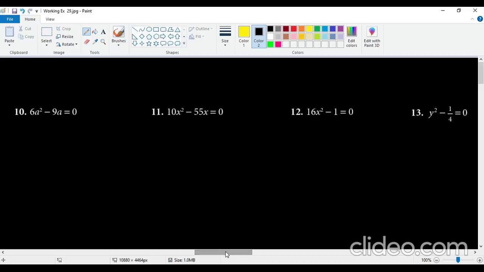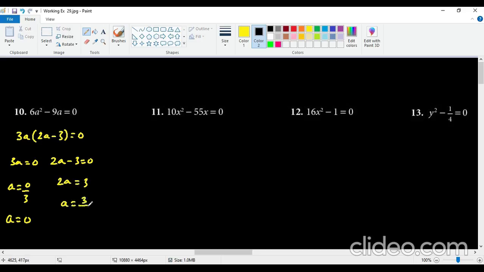In here, I can see 3 is common in both of them. So I will write 3a and 2a minus 3 in another bracket equals 0. That means it's going to be 3a equals 0 and 2a minus 3 also equals 0. So a equals 0 over 3. That means the first value of a is 0 and 2a equals positive 3. That means a equals 3 over 2, or we can write 1 whole 1 over 2. Both are the values of a.